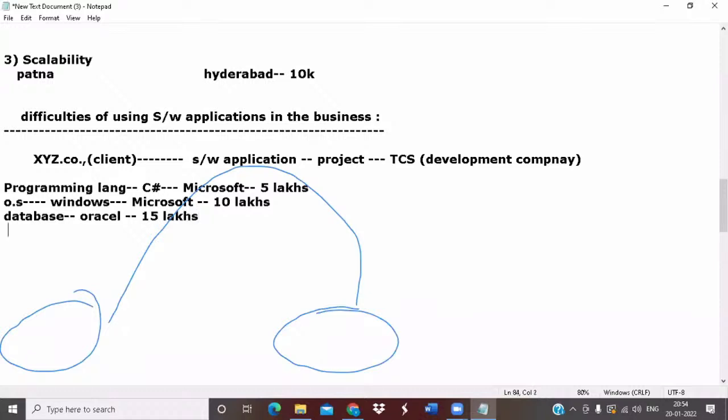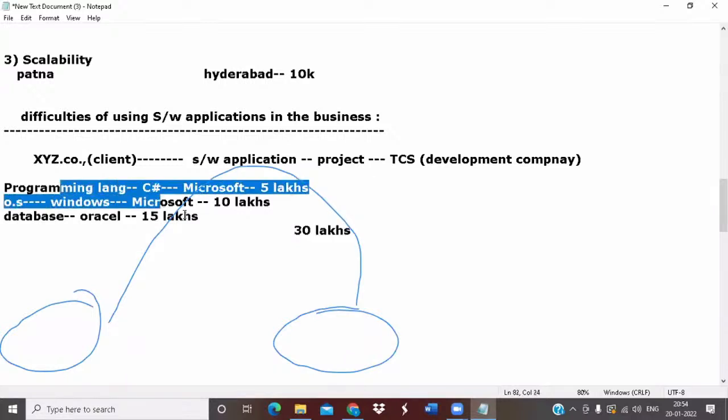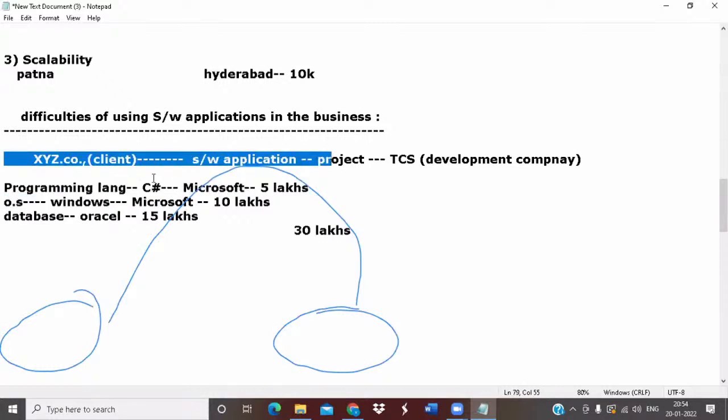Tell me, approximately altogether, how much did TCS invest here? 5 lakhs plus 10 lakhs plus 15 lakhs. Total 30 lakhs invested by TCS. They purchased these three products from these three vendor companies, and they developed the project as per the client requirement. All of you understand, guys?